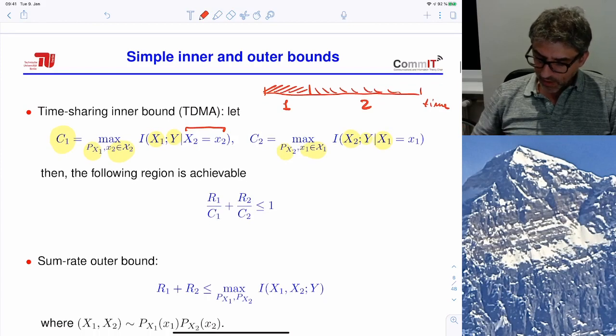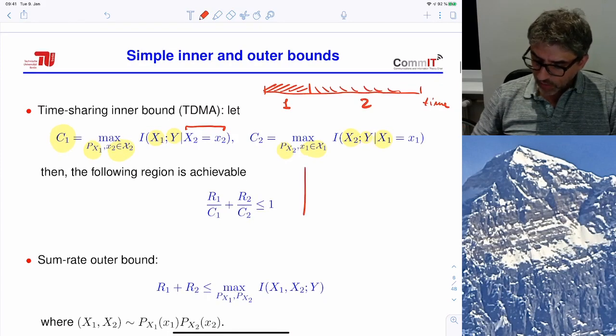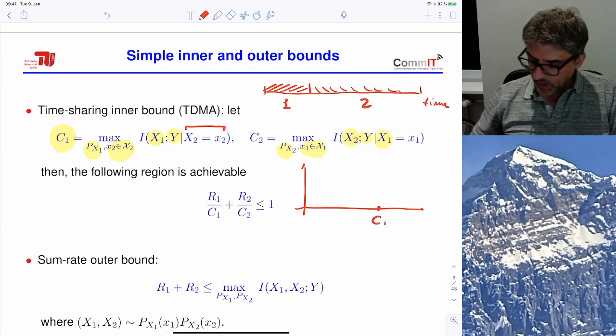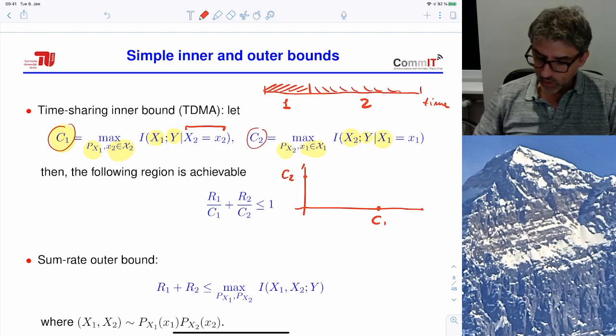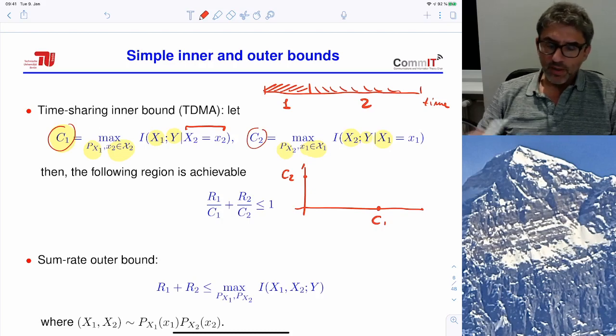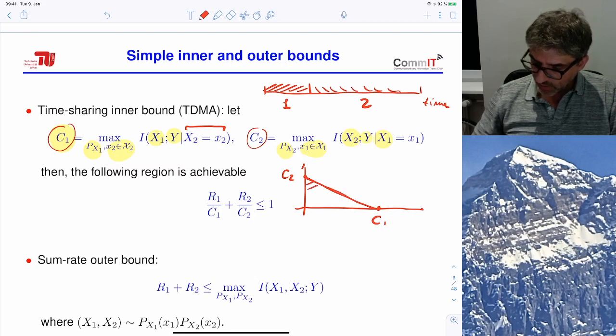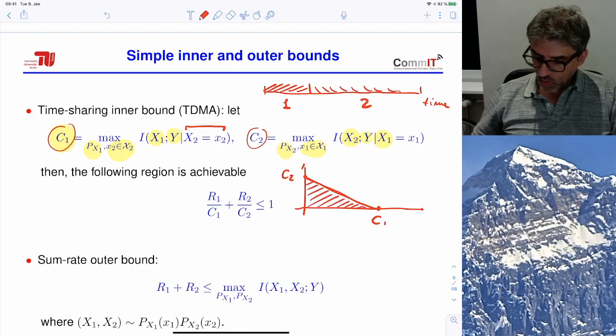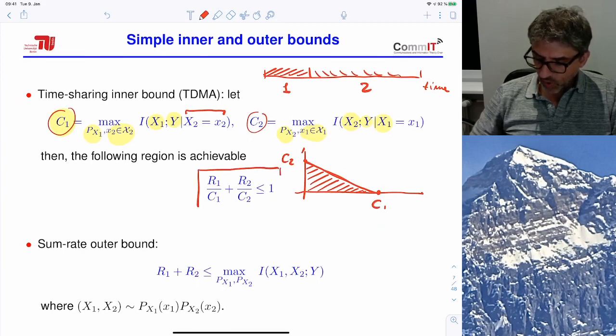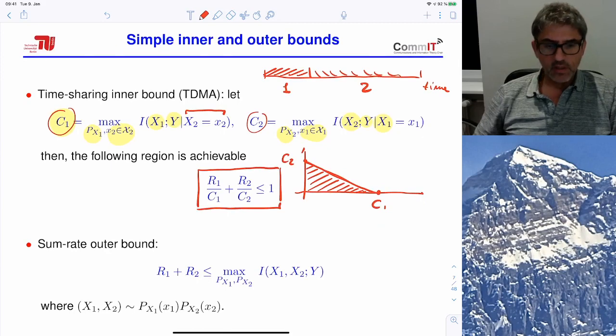And then if you consider all the region you can construct in this way, we have again our rates, well, there will be some number here which I call C1, which is given by this. Some other number here need not be the same because the two users may not be symmetric, that is C2. And then when I consider all possible time sharing fractions of time lambda, I obtain basically the straight line, which is the convex combination between these two points. So the TDMA region is this triangle, which analytically can be written as all the rates R1, R2 that satisfy this inequality. Okay, that's the time sharing region.